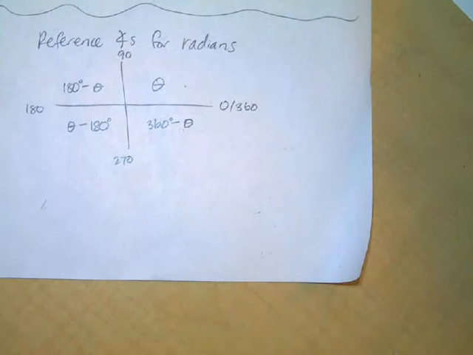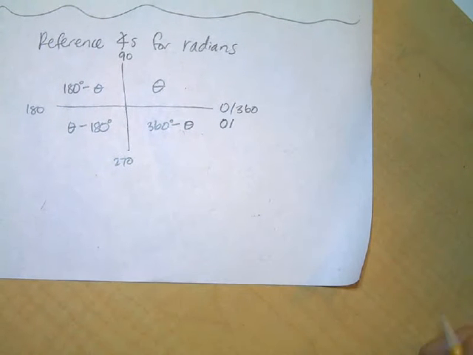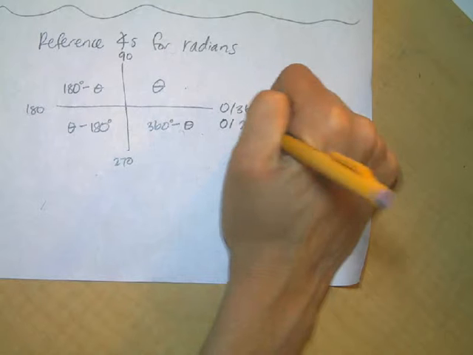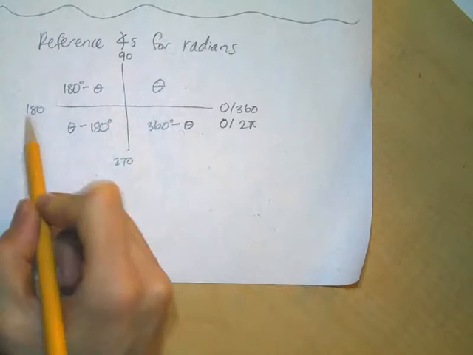Now, in radians, this is going to be 0. Does anyone remember what 360 is? One whole circle is 2 pi. Okay, what's half of 2 pi? Because that's half of a circle.